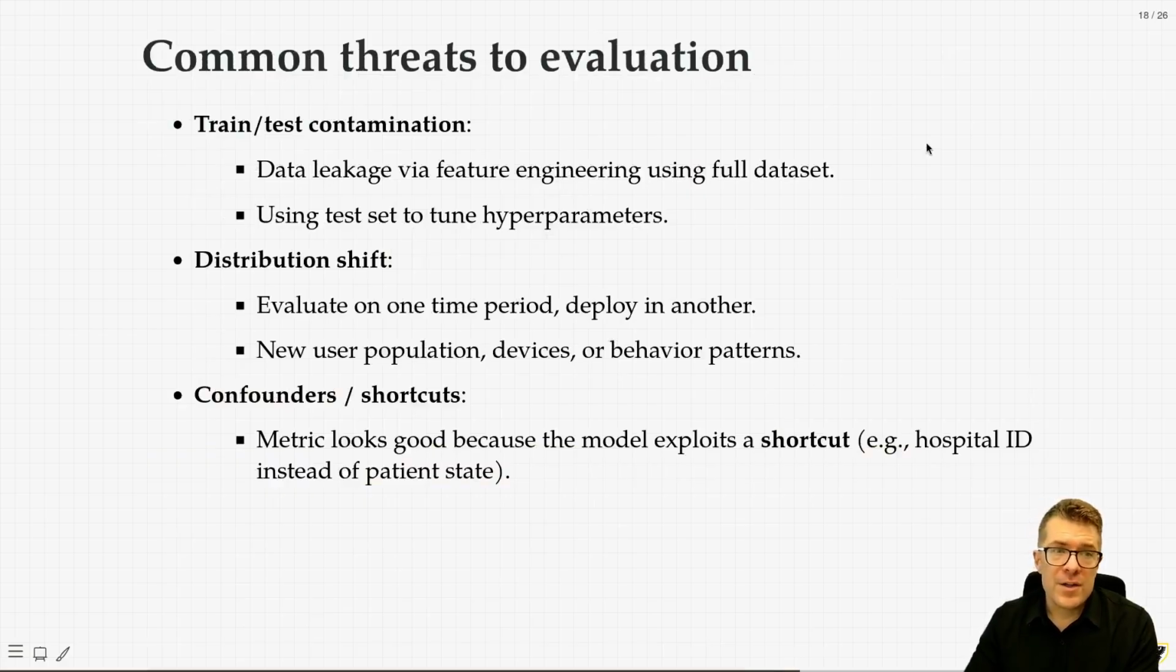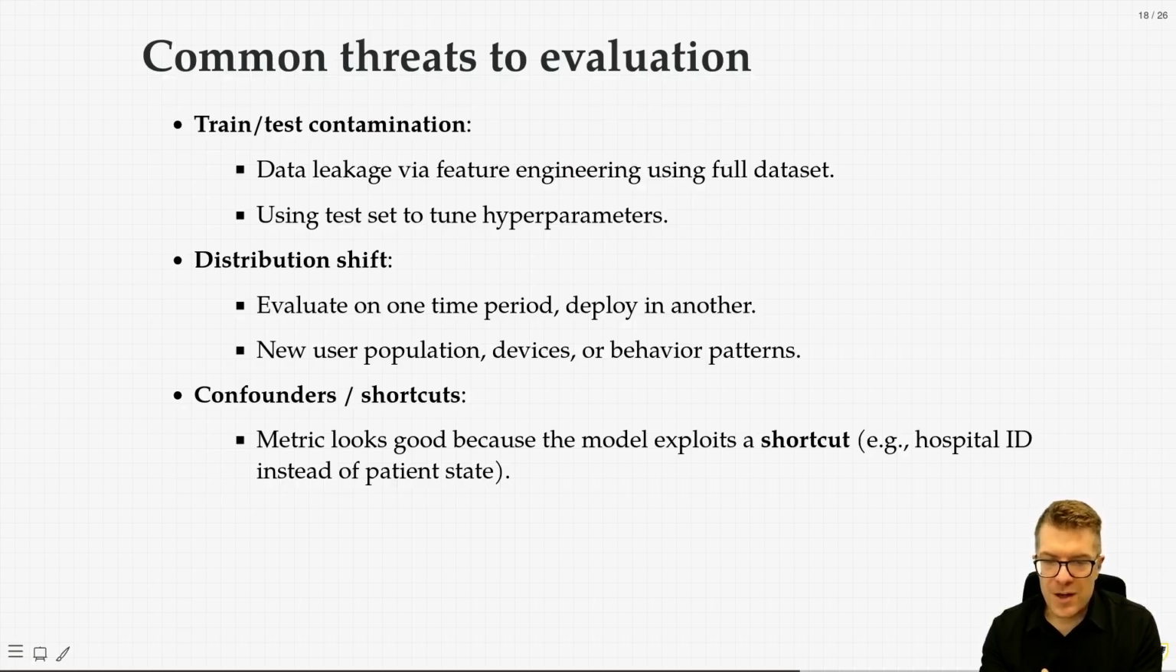So common threats to evaluation include train test contamination, like data leakage via feature engineering, which we'll talk about a little bit later. Using the test set to tune hyperparameters, which we talked about previously and will talk about again in the future. Distribution shifts, such as evaluating on one time period and deploying in another. Training your model on data from, say, the early 2010s won't necessarily help you in the mid 2020s. You're going to have new user populations, new devices, and new behavior patterns that have to be accounted for. And then, of course, these confounds or shortcuts.